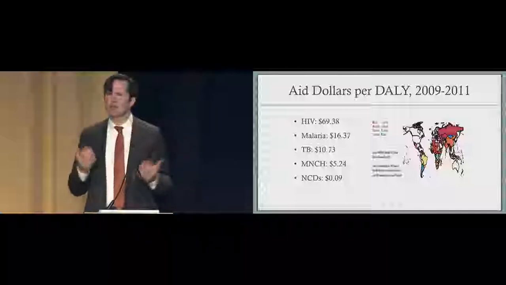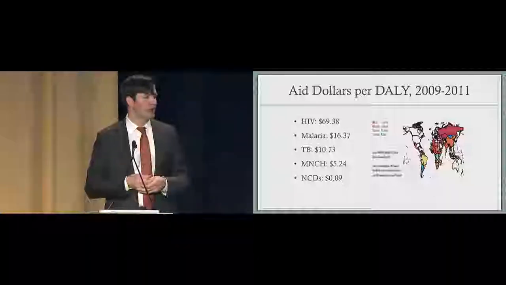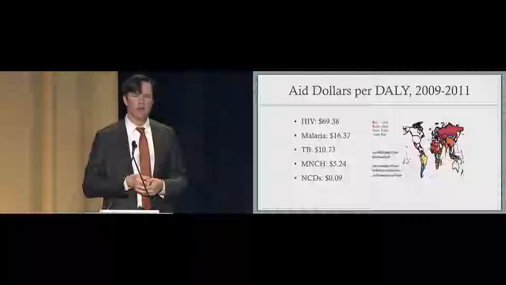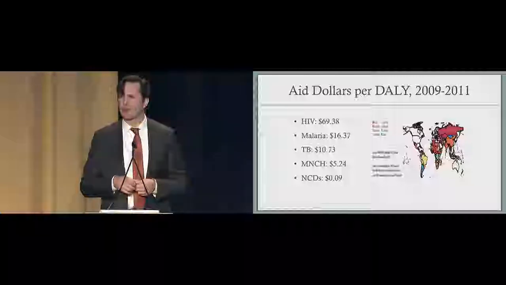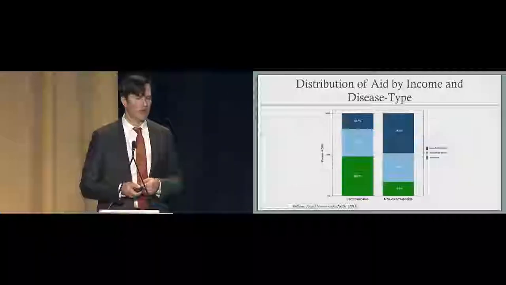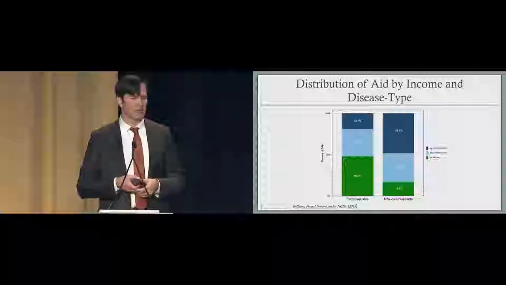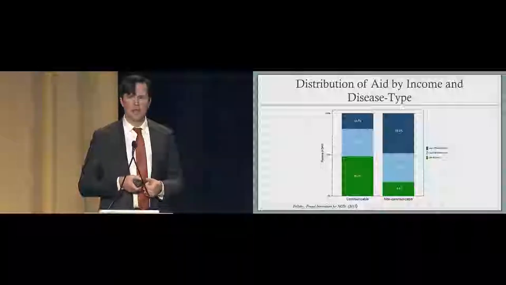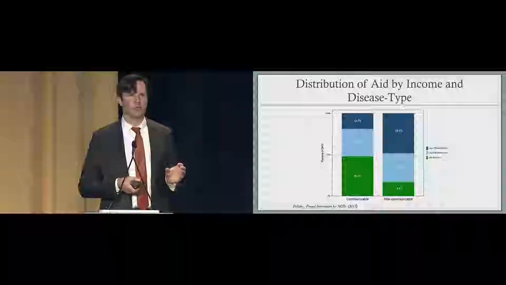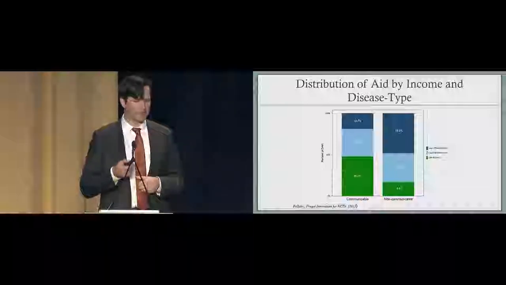Another way of looking at this is how much aid do we spend per disability-adjusted life year lost to a disease, and these are international figures. And what you can see for HIV is we spend nearly $70, for malaria, a little over $16, for tuberculosis, close to $11, for maternal, newborn, and child health, $5, and for non-communicable diseases, 9 cents in low and middle income countries. And even in terms of the aid that we spend, it's distributed differently than it is for other forms of global health aid, which tend to prioritize low-income countries or lower-middle-income countries. And for non-communicable diseases, it's tended to focus on upper-middle-income countries and, to some extent, lower-middle-income countries, with low-income countries receiving a very small share of that.